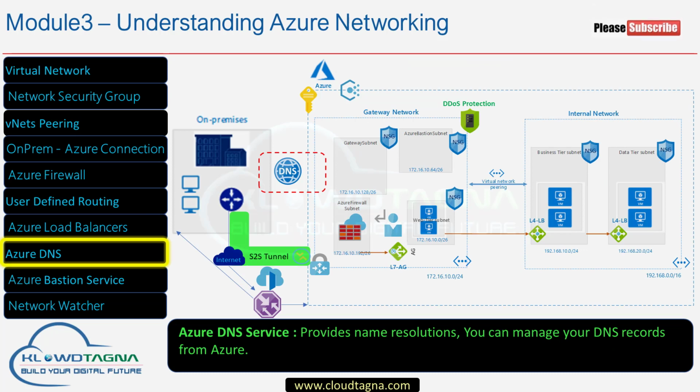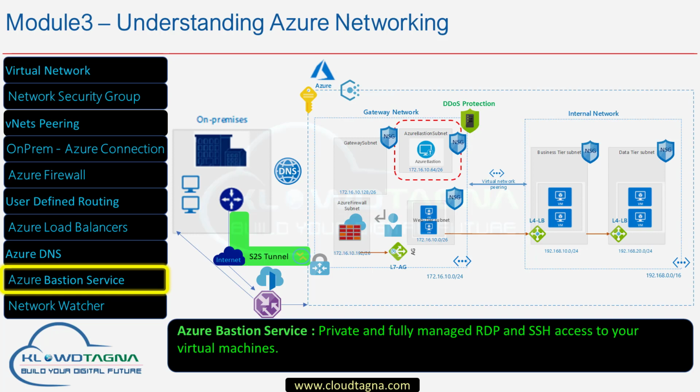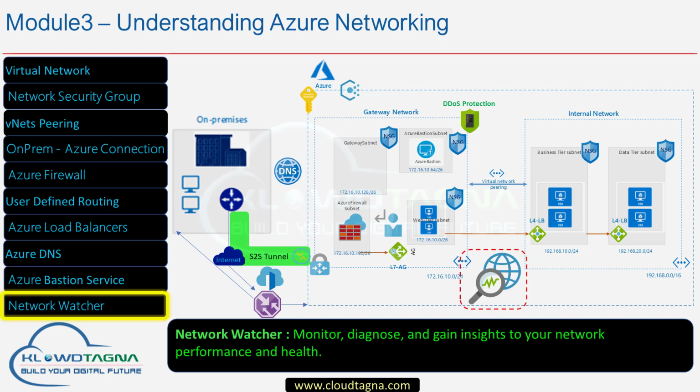From name resolution perspective, you can use Azure DNS. It's a good idea to manage your public DNS through Azure DNS. In order to securely connect and manage your virtual machines through RDP and SSH, it's a good idea to have an Azure Bastion service, so your RDP and SSH traffic stay within Azure. From security perspective, this also helps you to reduce the attack surface. Finally, to diagnose any networking related issues in the cloud, you could also use Network Watcher.